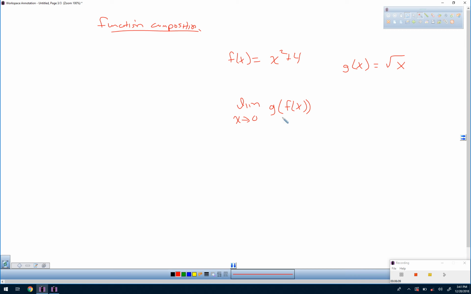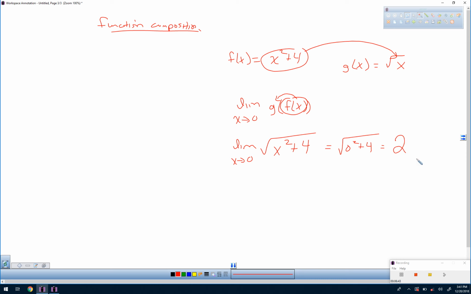So remember, whenever you do function composition, you always start on the inside function and work your way out. So this would be me evaluating the f of x function inside of the g of x function. So what would that look like? Would that be the limit as x approaches 0 of a function inside of the g function? So that would be the square root of x squared plus 4. So then you can just do direct substitution now, and you would get the square root of 0 squared plus 4. So you get 4, and the square root of 4, that would be 2. So that would be my answer for the problem.